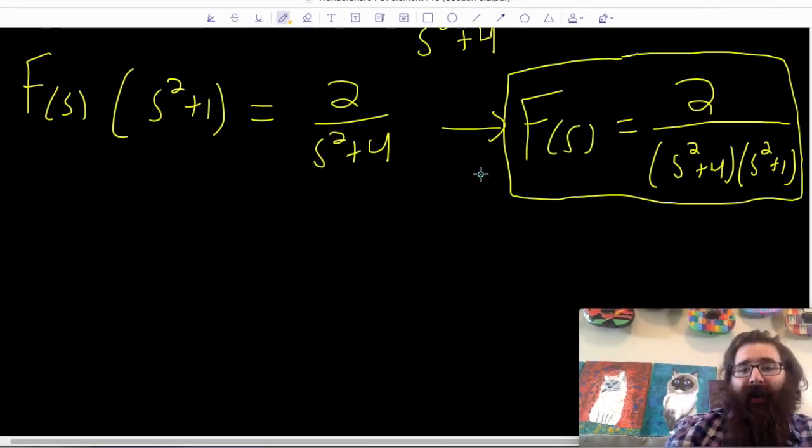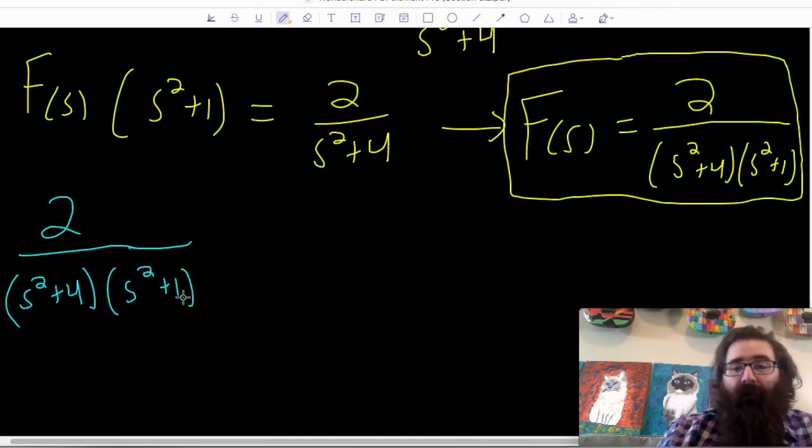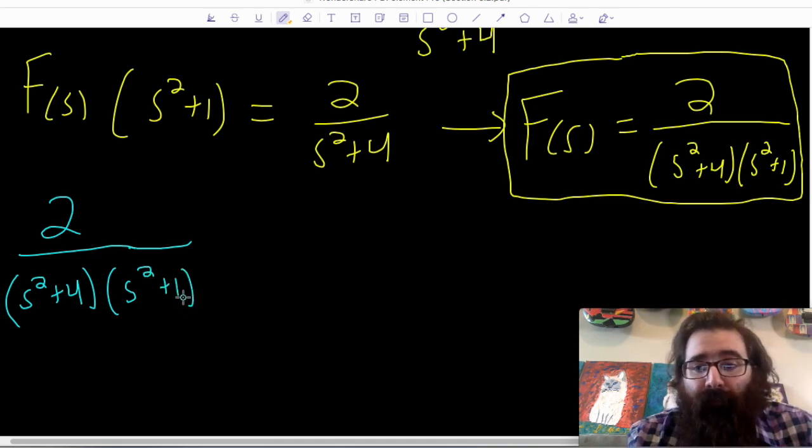Now I want to know, can I factor these any more in the denominator? The answer is no. I cannot factor s squared plus 4. If it was s squared minus 4, yeah, but it's not. And s squared plus 1, I can't factor it. So these are irreducible quadratics.